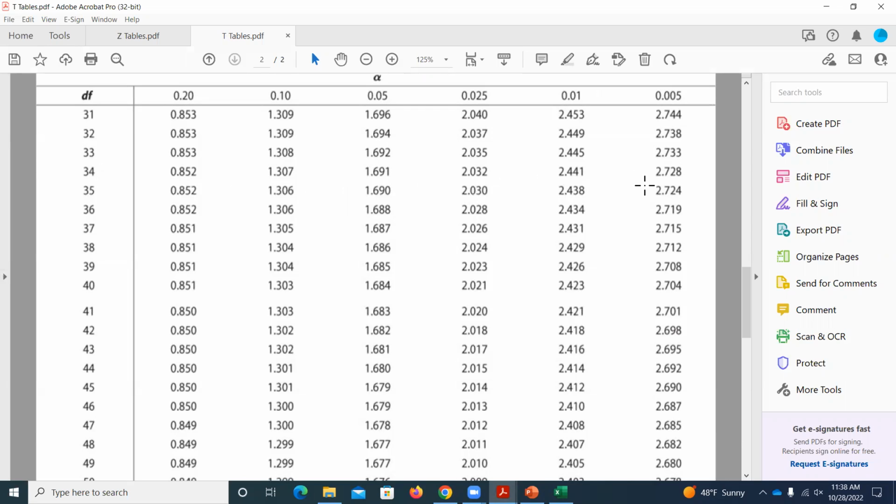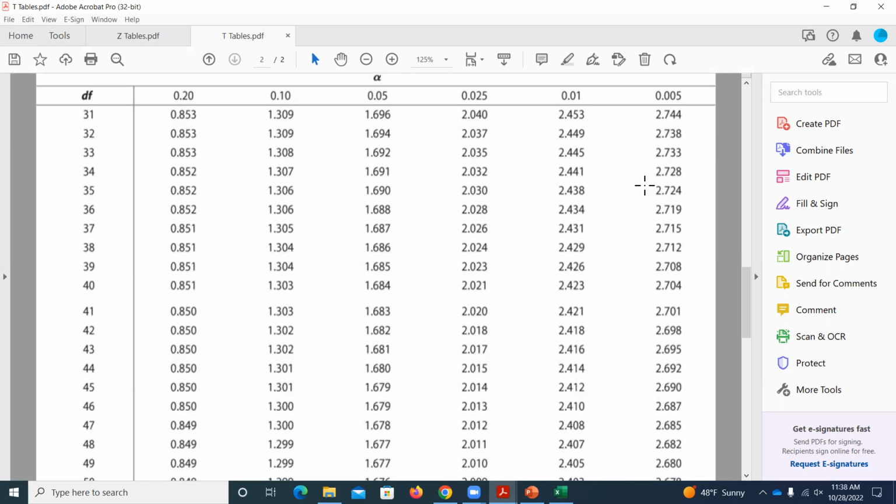So if we're thinking about this, I need to go 2.724 standard deviations above to get my upper bound, and then 2.724 standard deviations below, or subtract that margin of error, to get my lower bound. At this point, it's just a matter of getting this entered into our calculator.